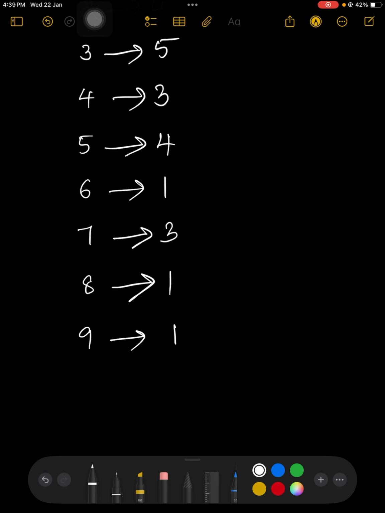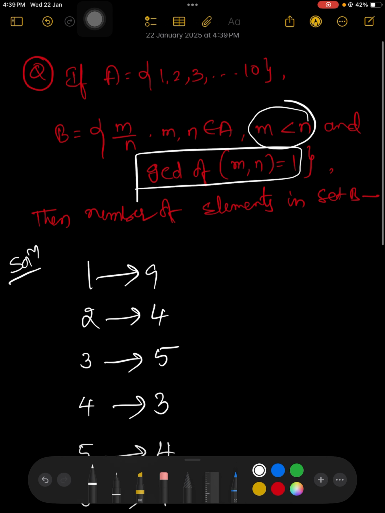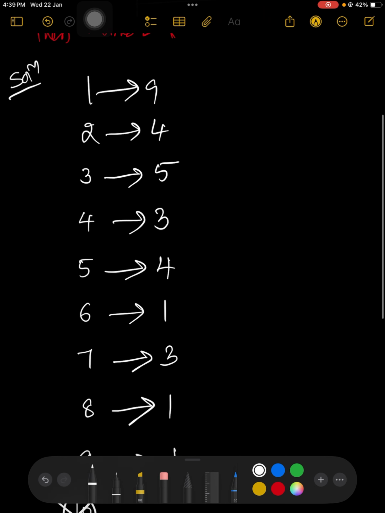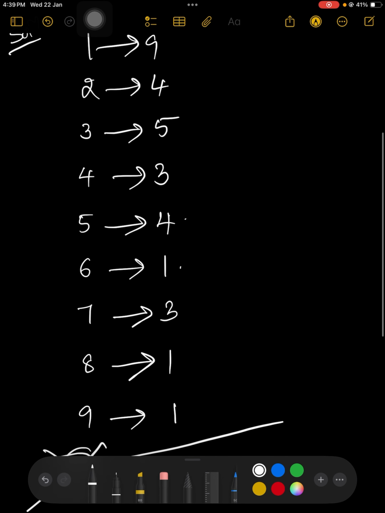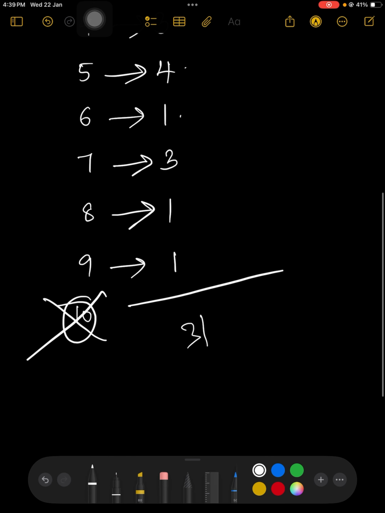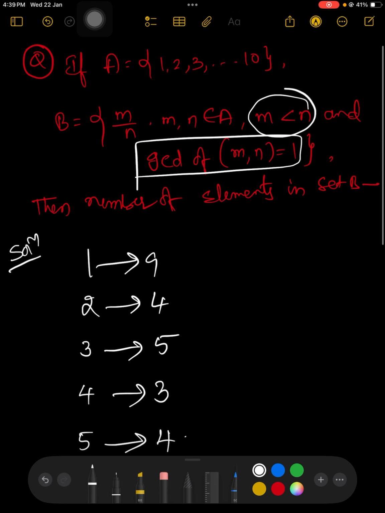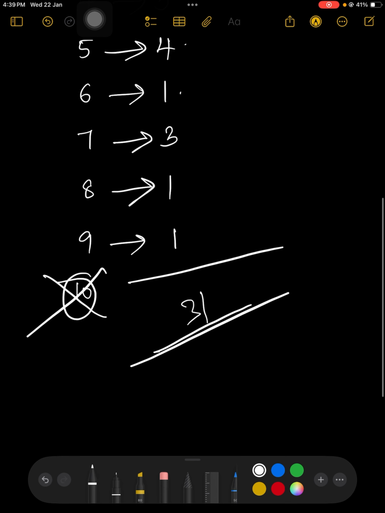So we won't take 10 as a number because we need to stick to the rule that is m less than n. So now the total number of values, if you count 1 plus 1, 2, 5, 6, 10, 13, 18, 22 and 31. So total number of values in B is 31.